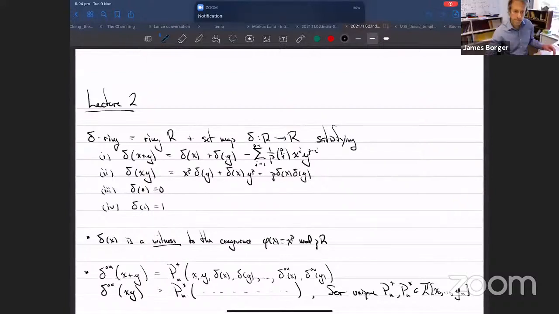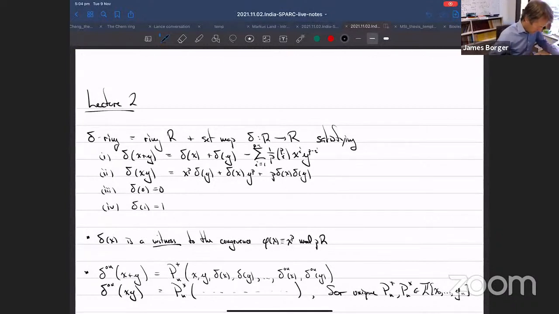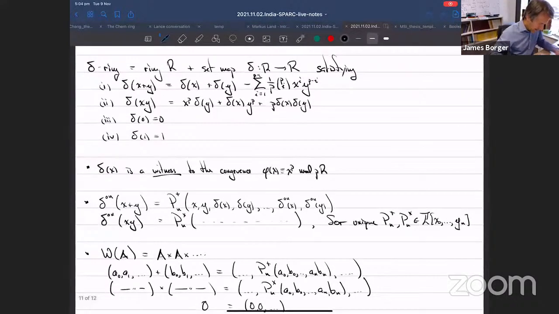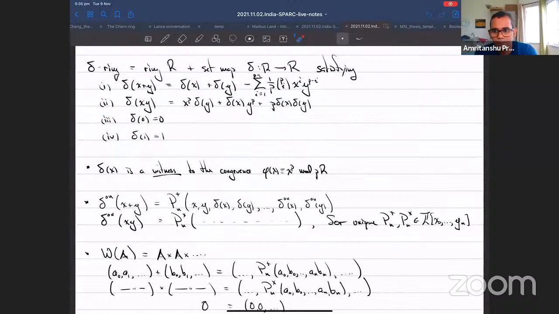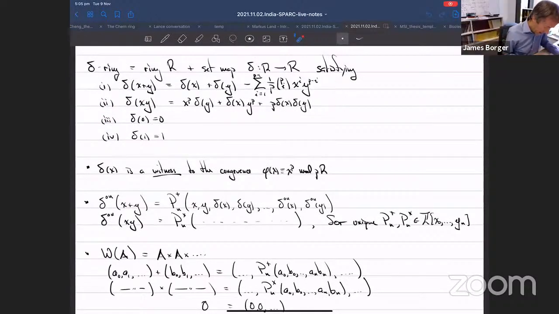Okay, so just a quick reminder of what we did last time. These things I have written up already, but it's what was written up before. So this is just a delta ring here. Then these are the axioms for a delta ring. So p is a fixed prime number. And I call these the Leibniz rules for delta, for addition and multiplication, and for 0 and 1, if you like.